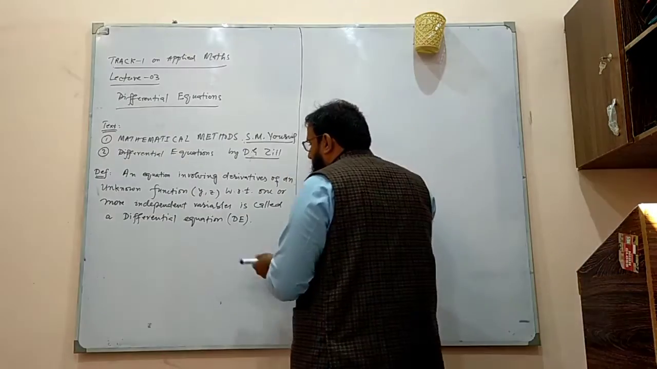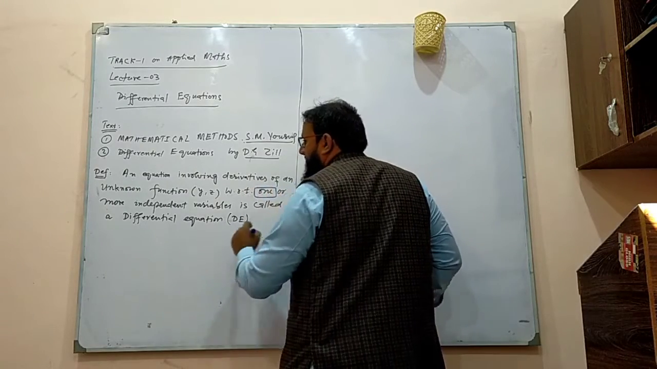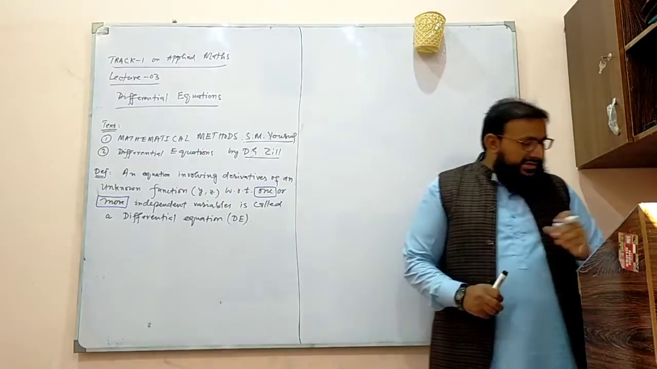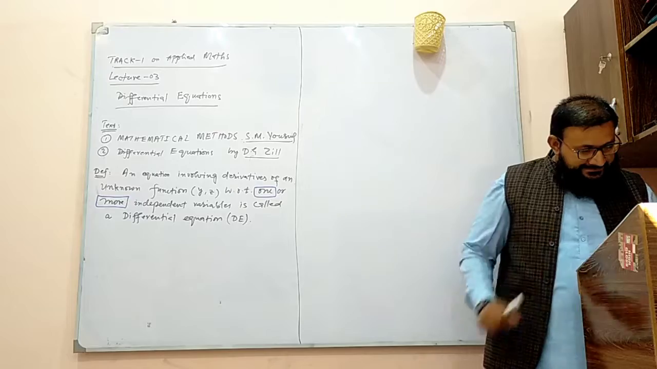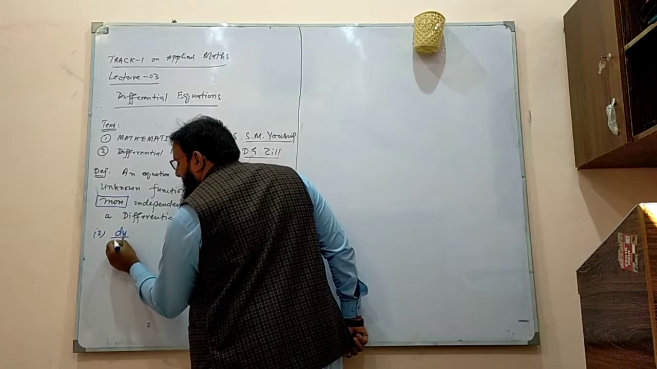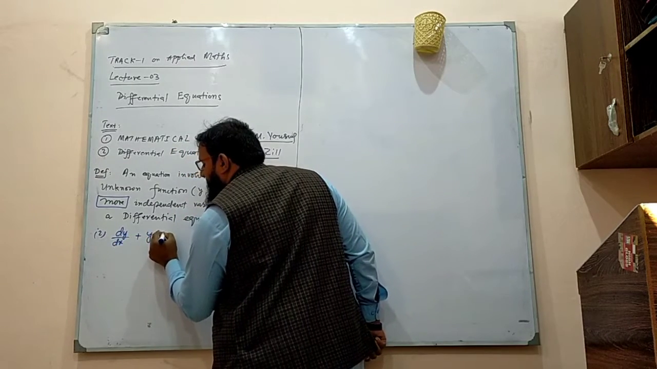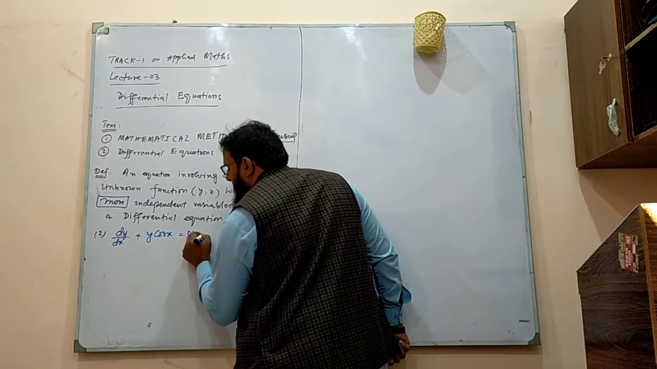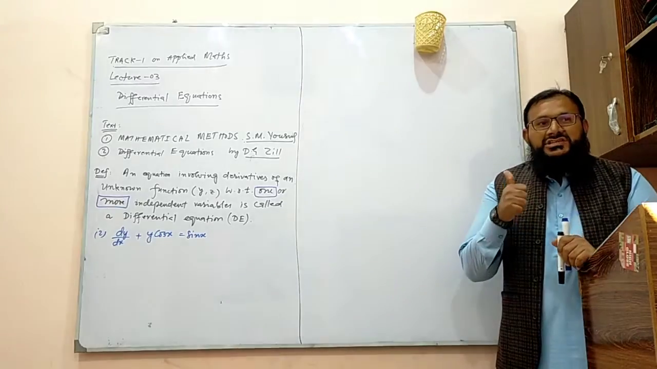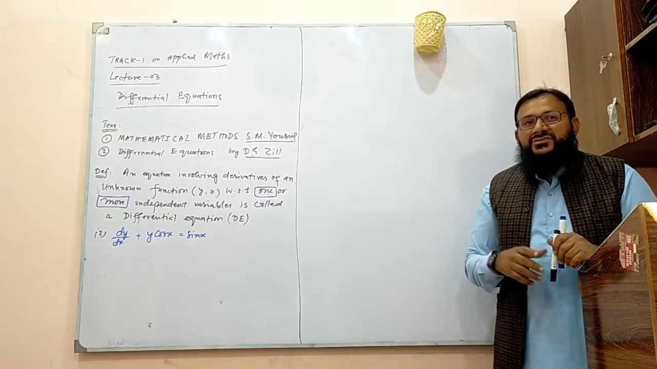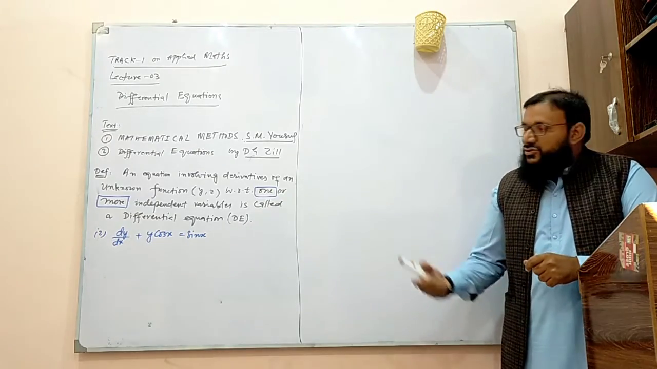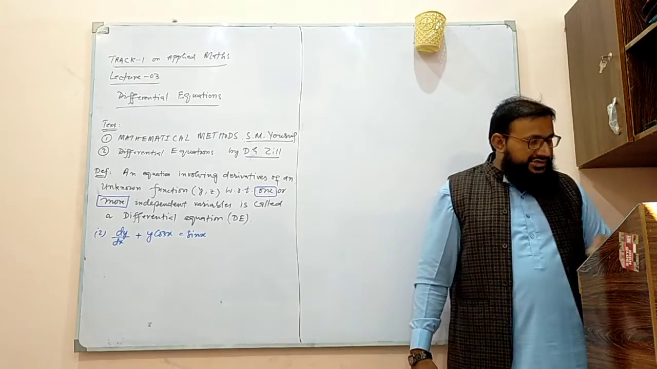Now this thing is very much important: with respect to one or more independent variables, and we'll see why this is important. Now let me write some examples of differential equations, and these will be here for our next discussions. One is dy by dx plus y times cos x equals sin x. Now what is the unknown function here? The unknown function is y, and you can see the derivative of y appears there with respect to the independent variable x. So we call this a differential equation.